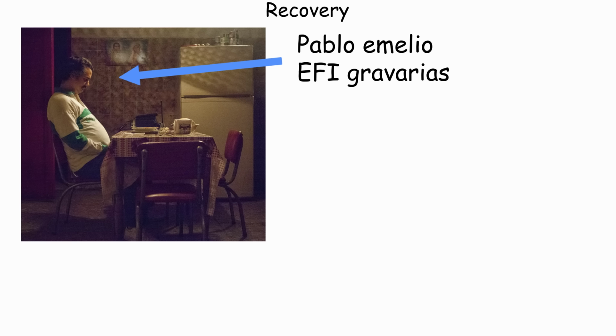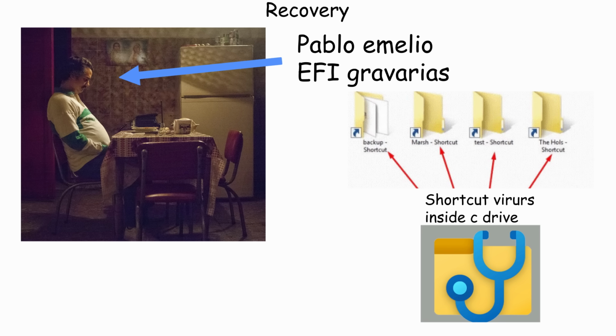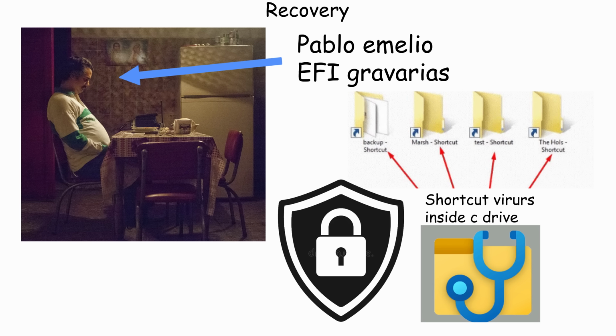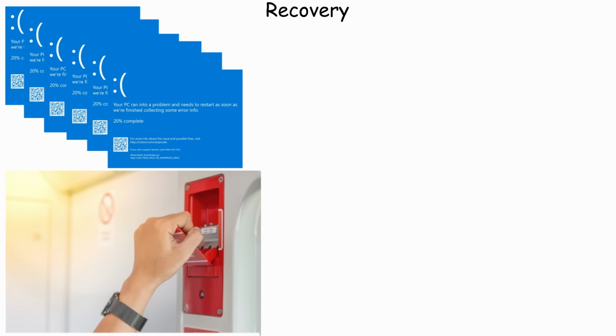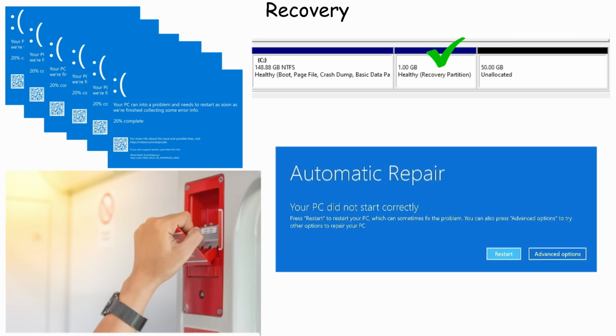It lives in its own room, so that even if your main Windows, the C drive, gets a virus or a major system error, the recovery tools stay safe and untouched. If Windows fails to start several times in a row, the computer automatically pulls the emergency handle and boots into this partition instead. From there, it asks you if you want to try an automatic repair or reset this PC.